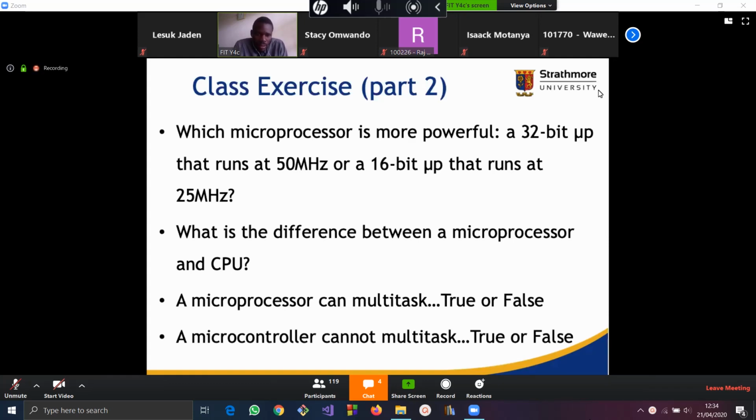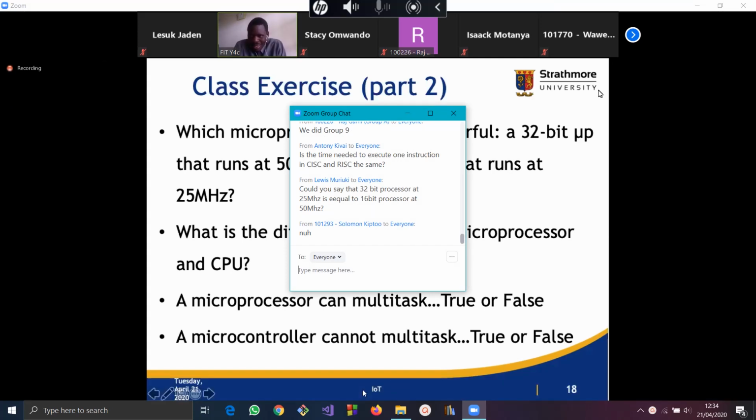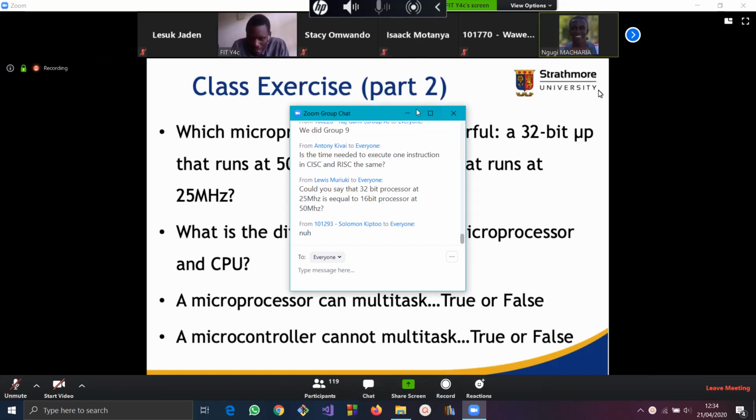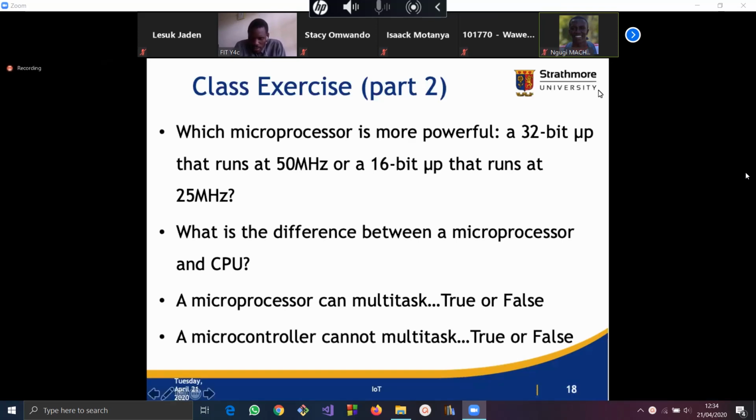Then the third one, can a microprocessor multitask? I think that's an easy one. The idea that it can contain one or more CPUs explains that it can multitask.